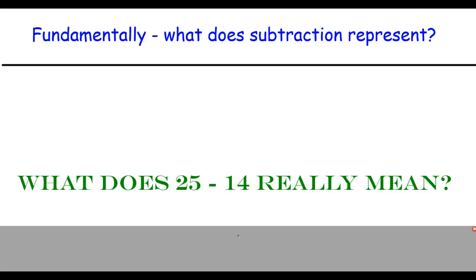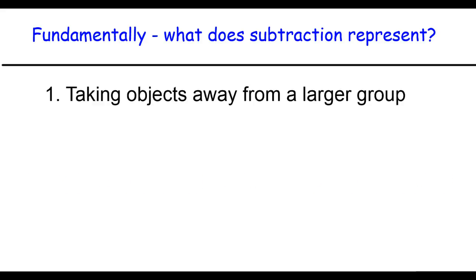So there are a few different ways that we can talk about subtraction. The first is to talk about subtraction as the taking away of objects from a larger group. Now this works when we're talking about positive number subtraction. Taking 14 objects away from a group of 25 makes sense. Taking 25 objects away from a group of 14 doesn't quite make sense, so we're going to have to find a new way of thinking about it before we can really dive into negative numbers.